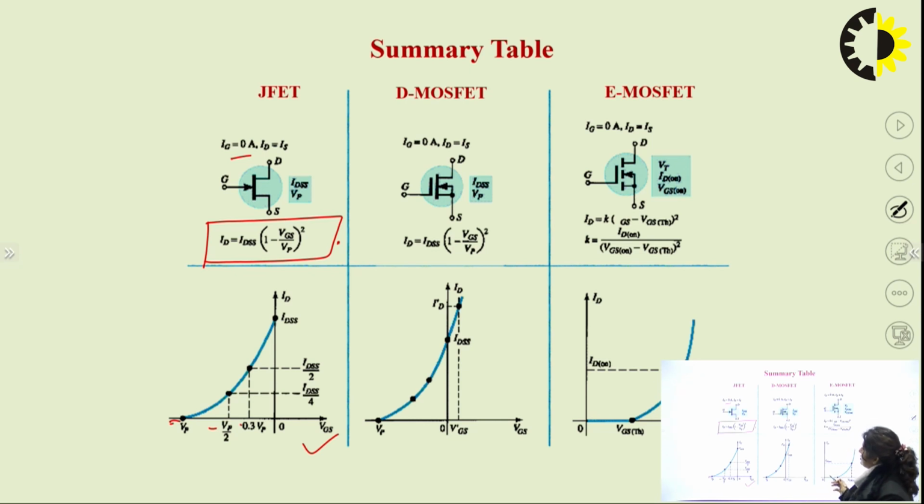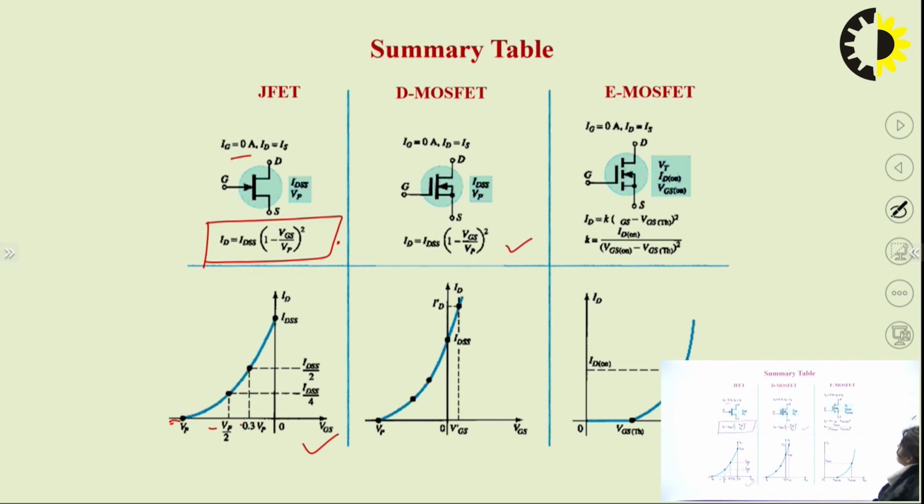Similarly, for the D MOSFET, we have seen that the equation is Id equals IDSS times (1 minus VGS upon Vp) whole square. And in this case also, because it is a depletion type of MOSFET, we have the channel present. We have to get the channel depleted between the source and the drain. The current curve shows here that as you increase the VGS, the drain current ID keeps on increasing.